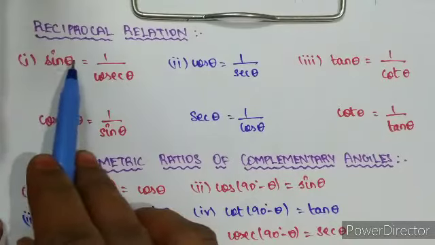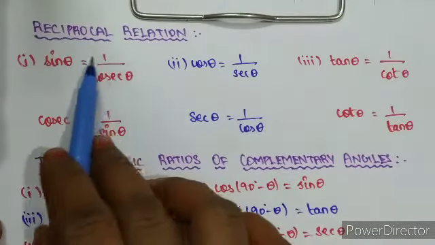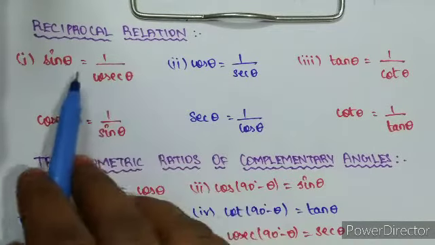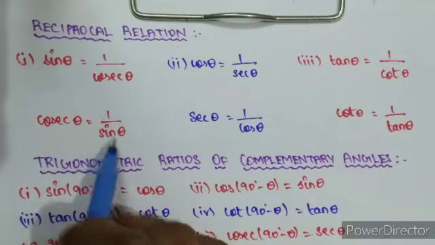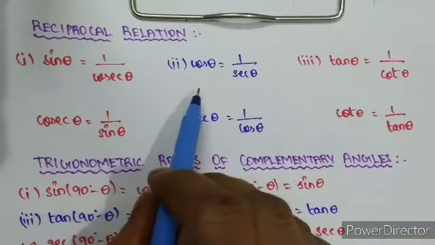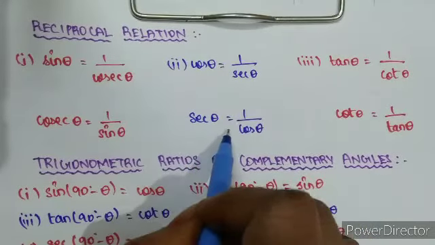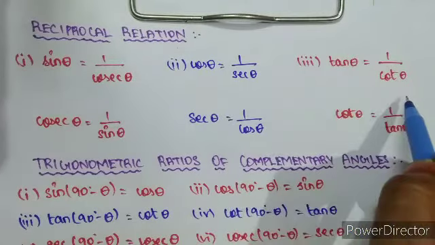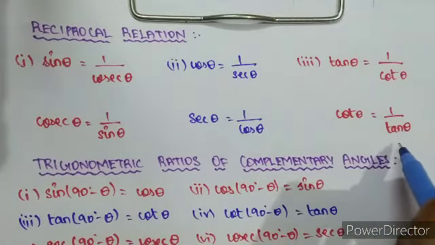Now, let's see some relationships among the trigonometric ratios. The first one is the reciprocal relation. We have just seen it, isn't it? So, sine theta is 1 by cosecant theta and cosecant theta is 1 by sine theta. Similarly, cos theta is equal to 1 by secant theta and secant theta is equal to 1 by cos theta. Tan theta is equal to 1 by cot theta and cot theta is equal to 1 by tan theta.